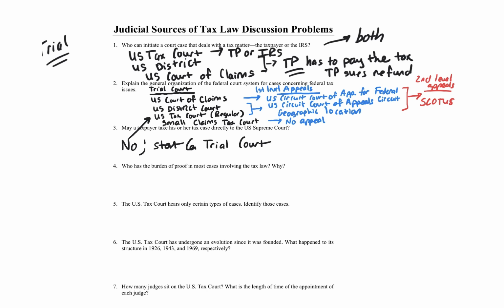Okay, question 4. Who has the burden of proof in most cases involving the tax law and why? So in most cases involving issues of tax law, the taxpayer has the burden of proof. That's very important to understand. The taxpayer has the burden of proof in most cases. Now, why? The burden of proof is placed in the code by statute. And I talked about that in the judicial source of tax law. That's the reason why, because the Internal Revenue Code sets the requirement.